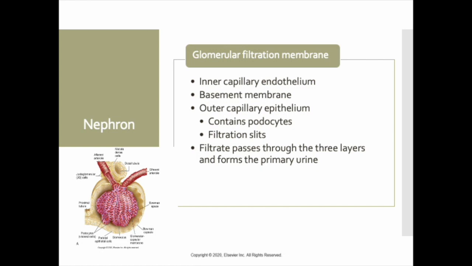This membrane allows all the components of blood to be filtered, with the exception of our blood cells and the plasma proteins with higher molecular weights. The glomerular filtrate will then pass through the 3 layers of the glomerular membrane, and it will form the primary urine.